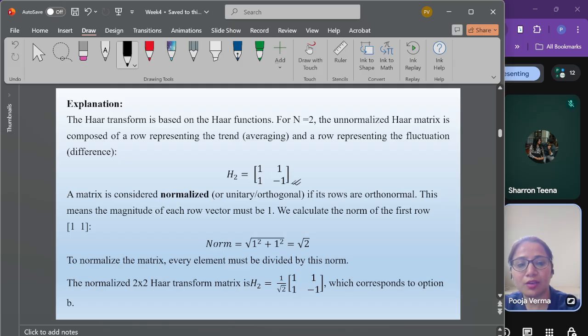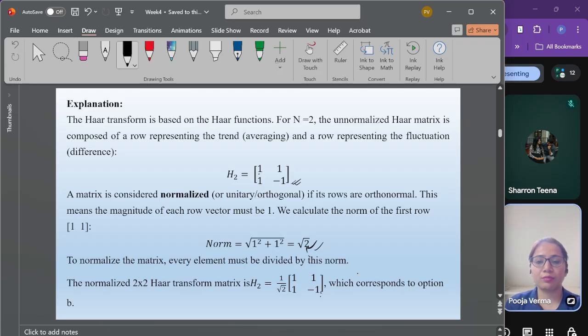So first we need to calculate the norm of the first row. The norm is the root of 1 squared plus 1 squared, that is root of 2. To normalize this matrix, every element must be divided by this norm. So the normalized 2 cross 2 matrix is represented by 1 by root 2 times the matrix with rows 1 1 and 1 minus 1, which corresponds to option B.